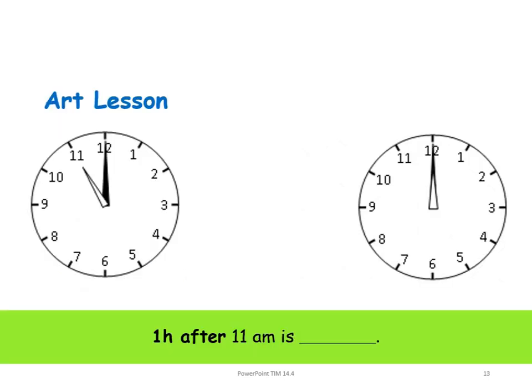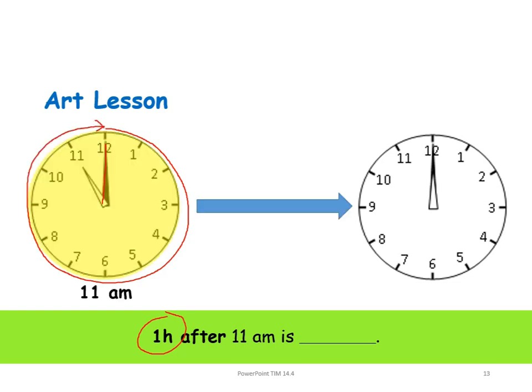Okay, let's ask you a few questions. Art lesson starts at 11 a.m. Can you see the time here? And it lasts for 1 hour. How long is 1 hour? Watch this. Look at the minute hand over here. It's going to travel 1 whole round around the clock. And once that happens, the clock becomes this one over here.